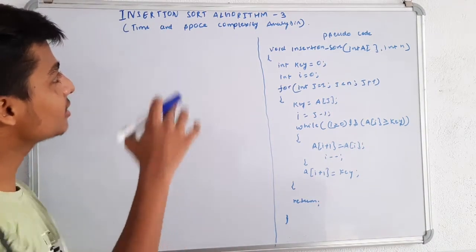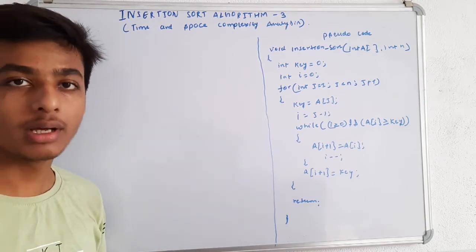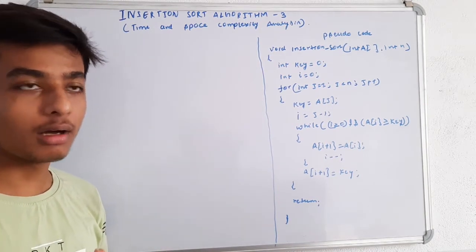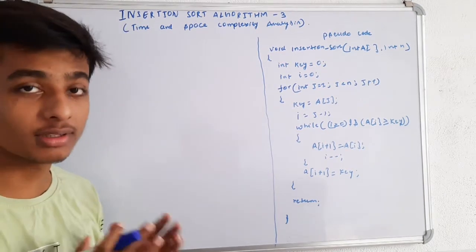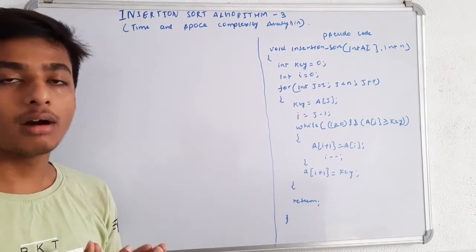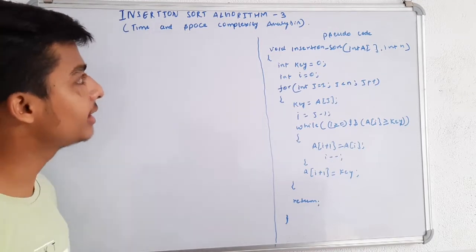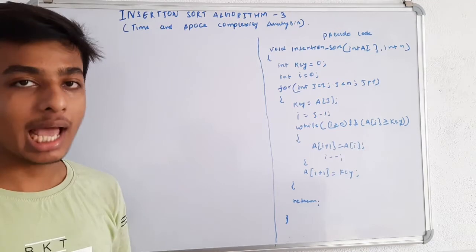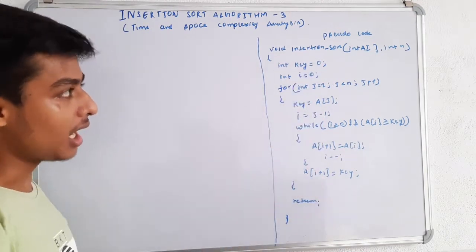We have reached the video lecture of the insertion sort algorithm part 3. We are going to see the time and the space complexity analysis for this algorithm. Basically, we are going to analyze the insertion sort algorithm that we have learned in part 1 and part 2. You can see that you have the pseudocode on the right side.